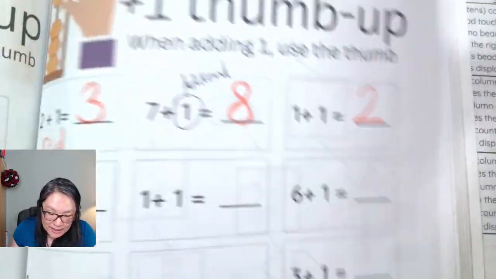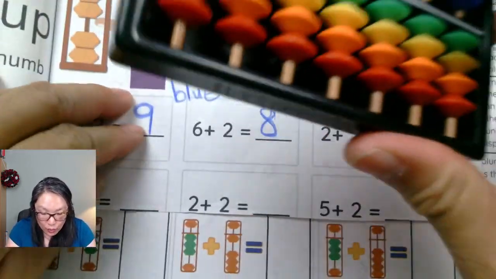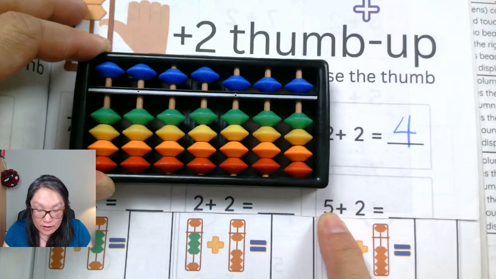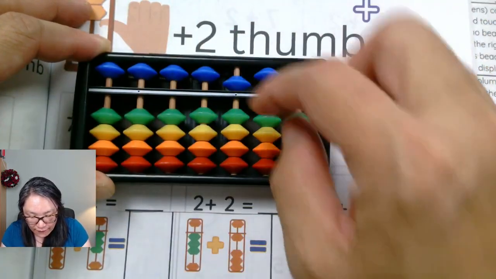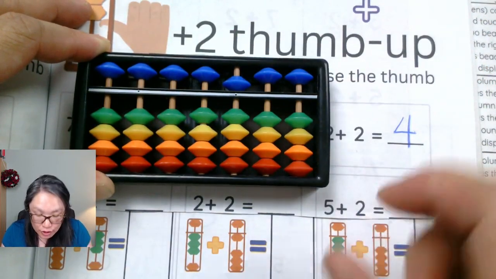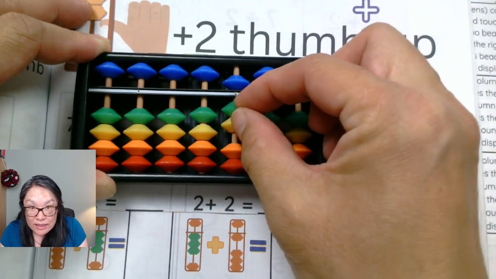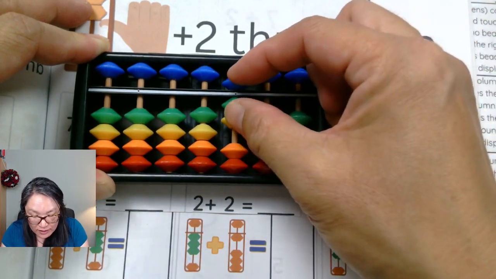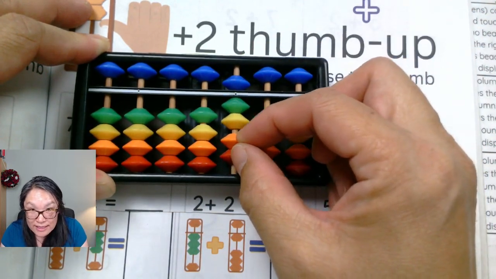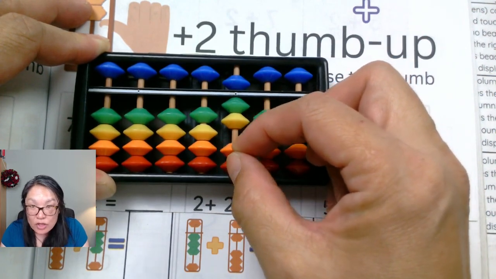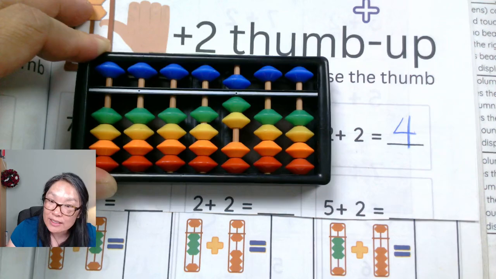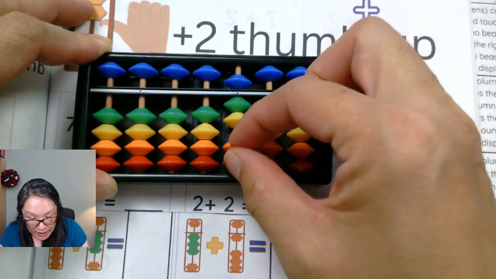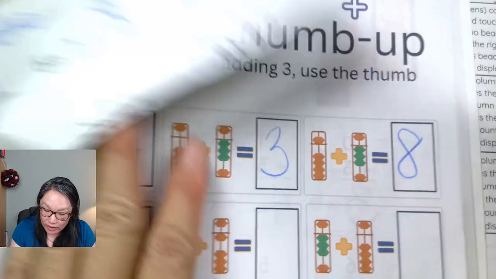It works exactly the same with the 2. When we do the 2, we're moving 2 beads. If I have 5 and I want to add the 2, I'm going to add these 2 beads. It doesn't matter which 2 beads you use. If I have 7 and I want to add 2, it's these 2 beads. The question is always, can I do it? Yes, we can. If we can do it, then we add it and continue on.